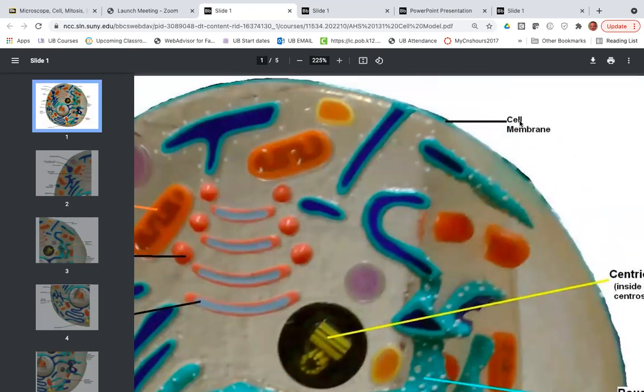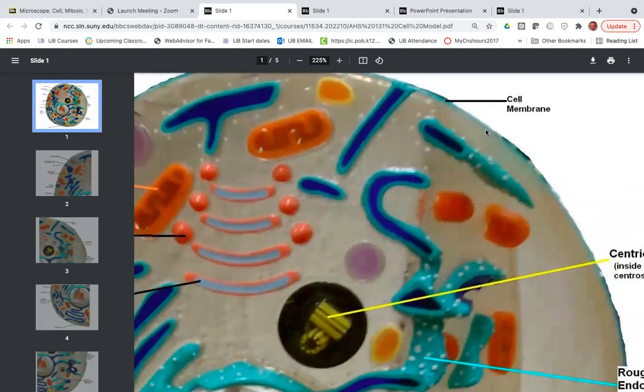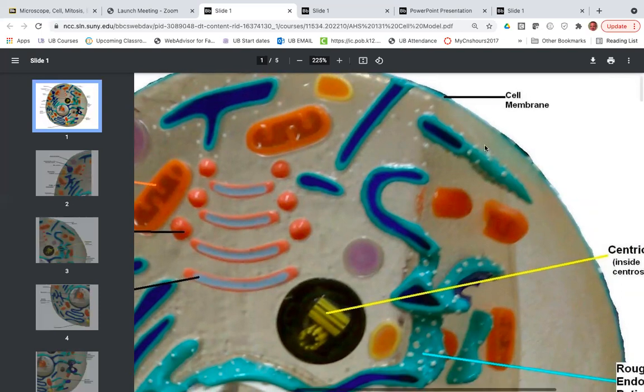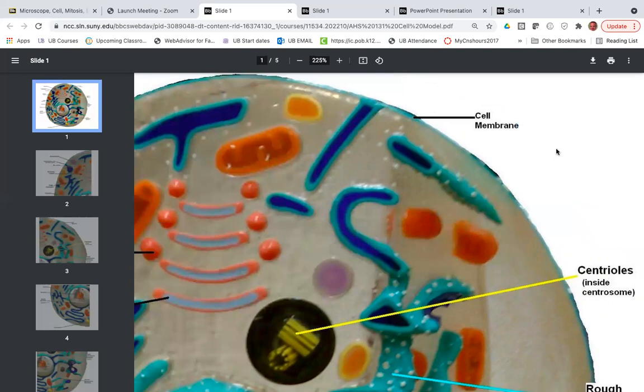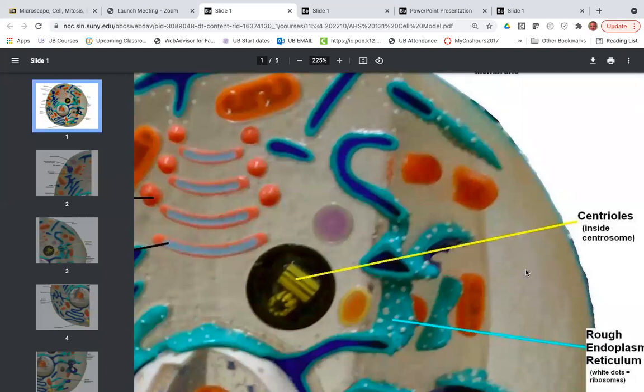Right on the top, we see the cell membrane. We went over that it is a phospholipid bilayer. The outside of the cell membrane is hydrophilic, and the inner part of the cell membrane wall is also hydrophilic, and right in between is hydrophobic. That's where the saturated and the unsaturated lipids or fats are located.